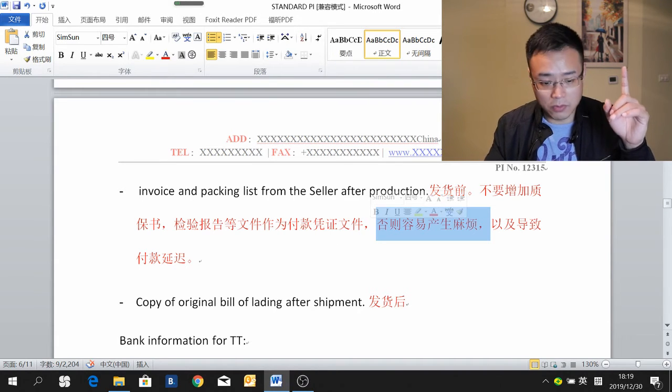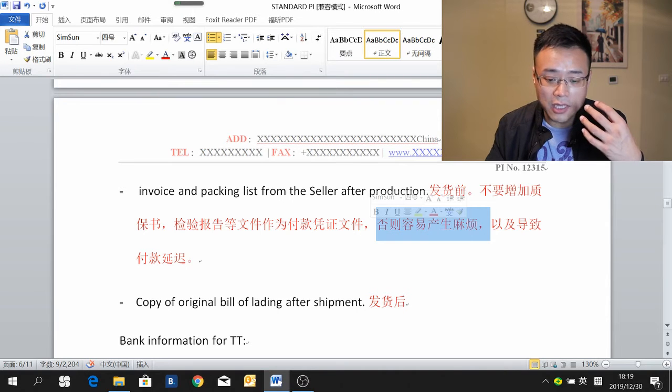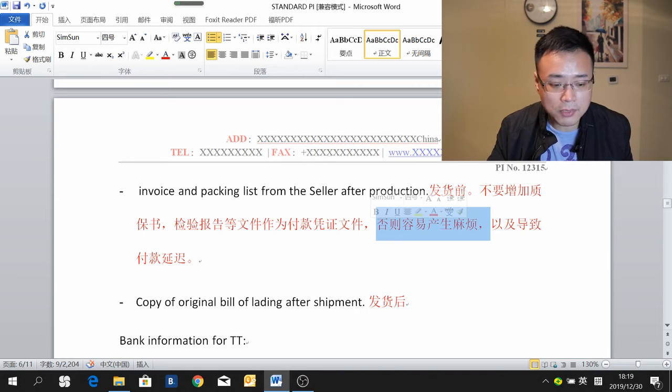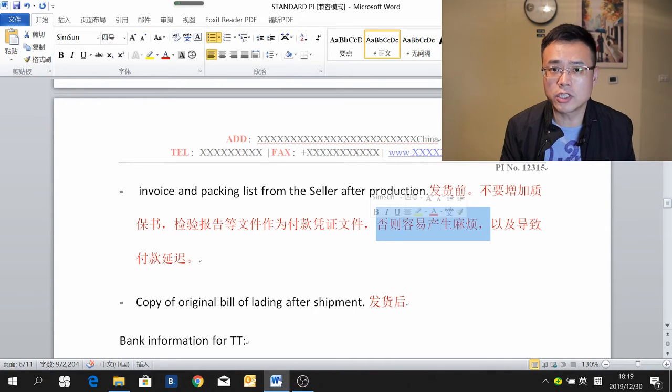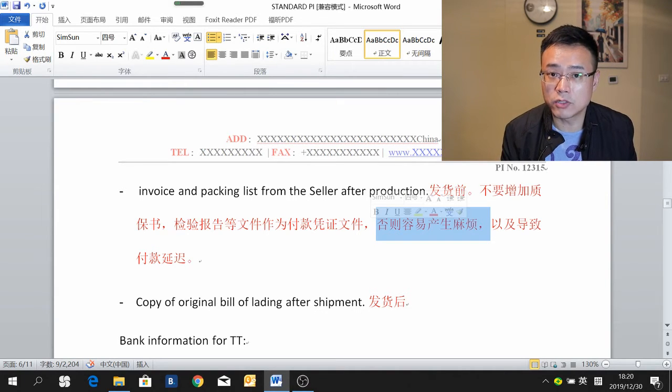Number one, to produce such documents, MTC and inspection reports, it takes time. That means you finish production, you cannot get paid on time, so you cannot ship the material on time. Sometimes the inspection report from the inspection company will indicate some quality claim, some quality issue. And such a quality issue may result in balance payment rejection from your buyer. So this is another risk. Try to avoid these two documents as a balance payment proof.